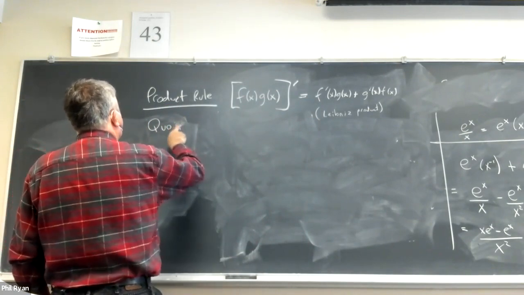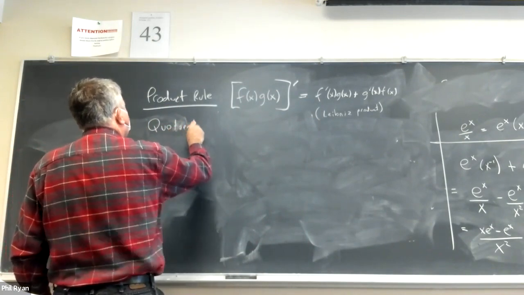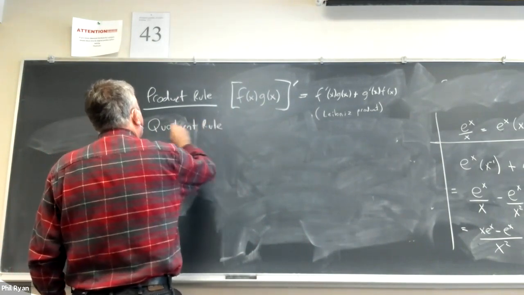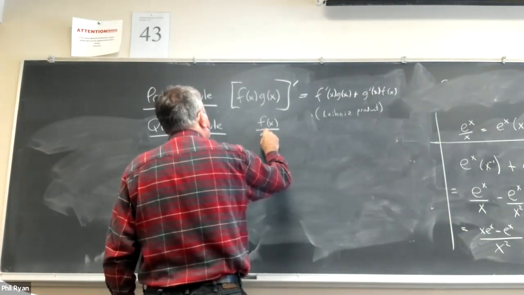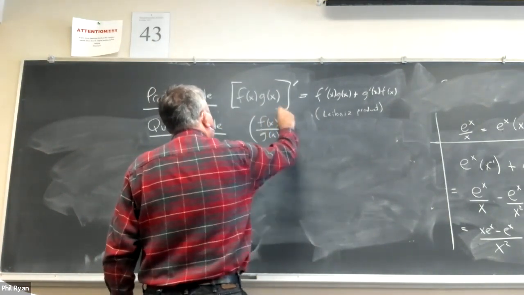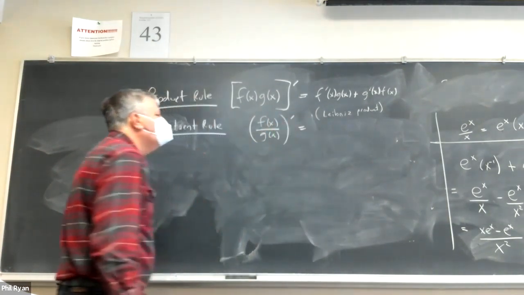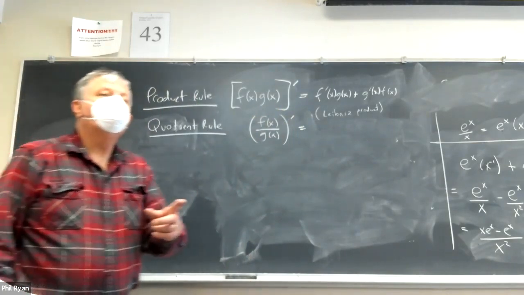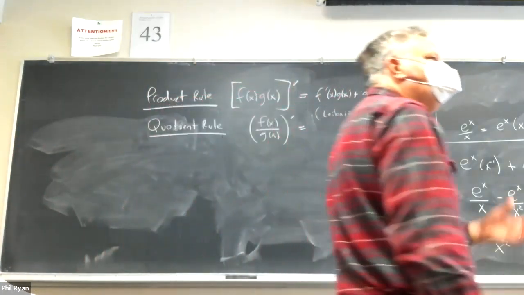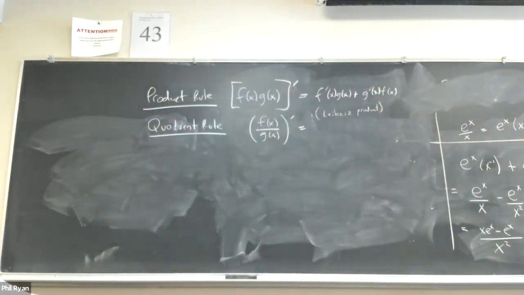How to spell quotient? So what is the derivative of f of x over g of x? Well, do we even really need to know this one since we already know the product rule? Some people like it, it depends. Some people like to have it, some people just whatever.